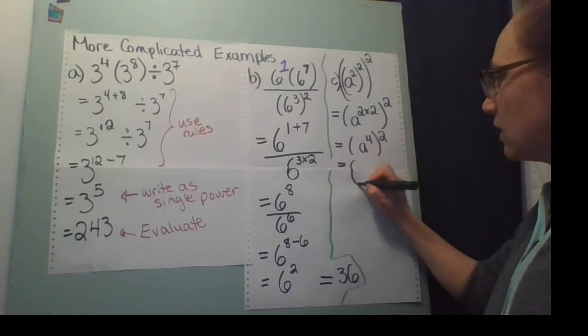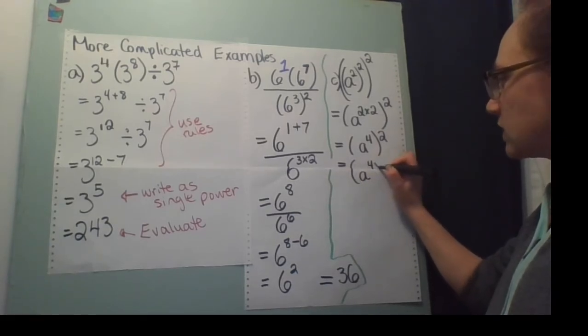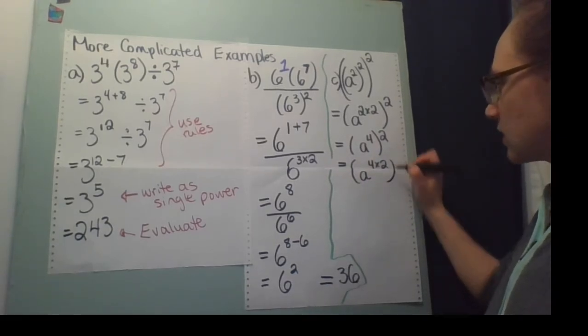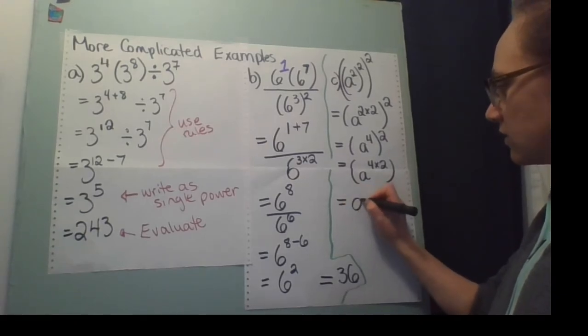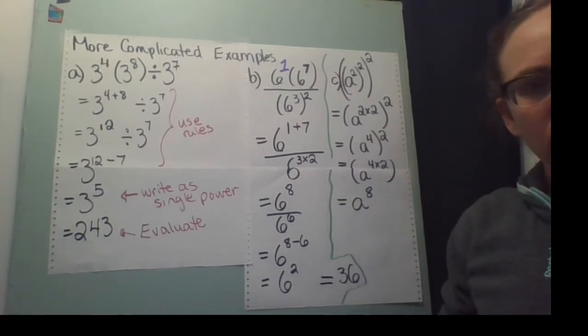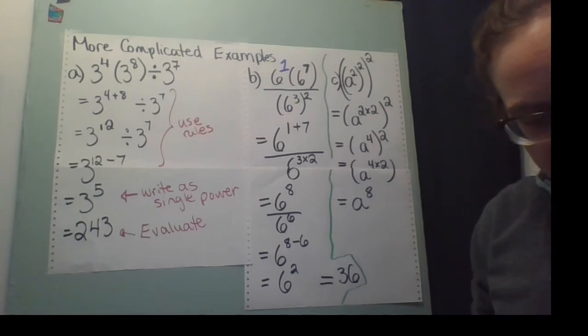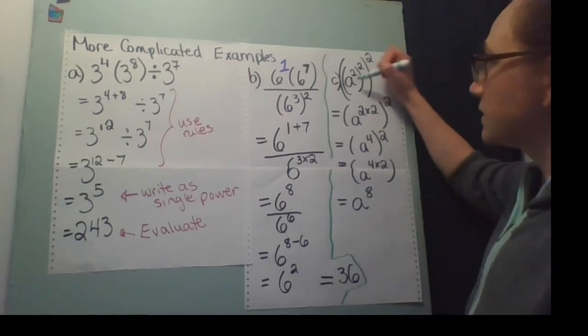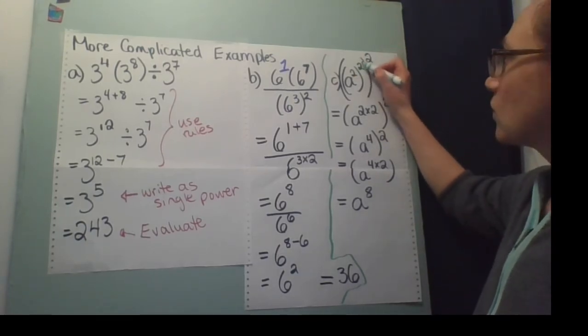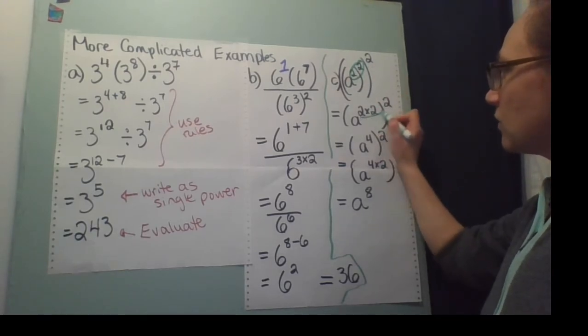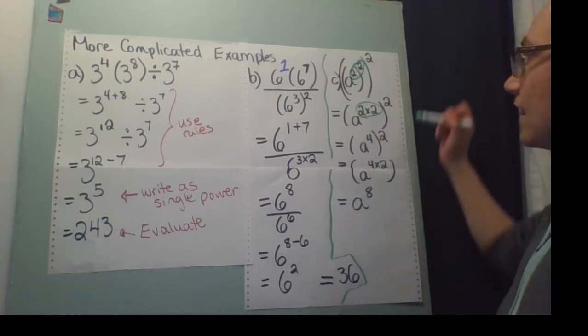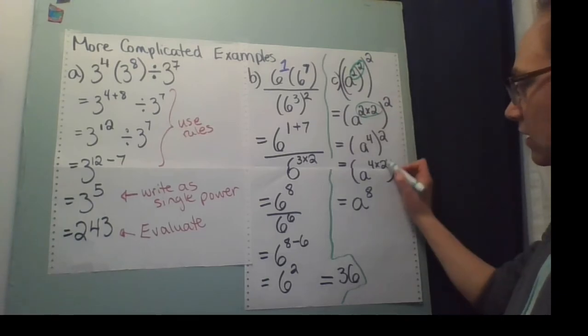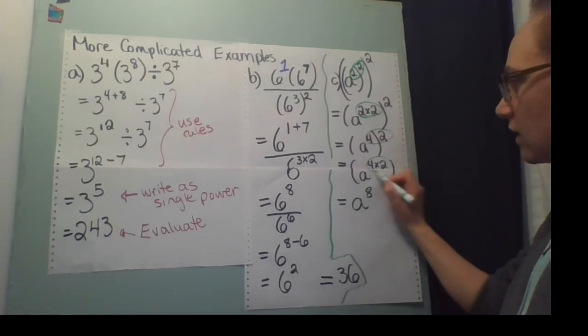Use my rule again, and you've got a to the 4 times 2. Well, I guess I didn't need brackets anymore. Gives me a final answer of a to the 8. So all I did this case, when I've got lots of different brackets happening, is I just worked from my inside out. So I put those guys together in my first rule, and then I worried about the last one last.